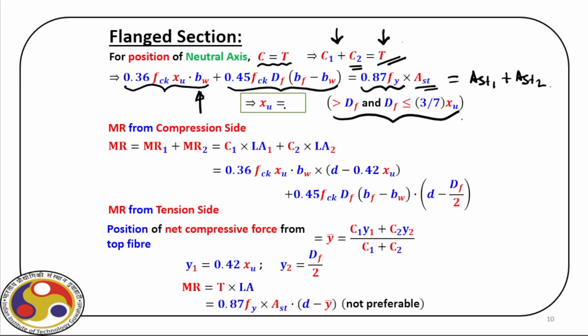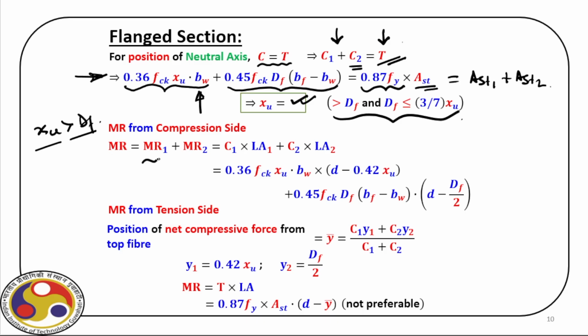Now we find out what is XU, and that must be greater than DF. If not, then we have to revisit the problem, because that's how we have calculated the location of the neutral axis. Now once we ensure that XU is greater than DF, that means the neutral axis is within the flange, then we can find out the moment of resistance for this section.